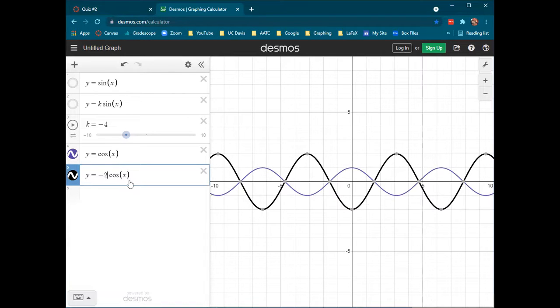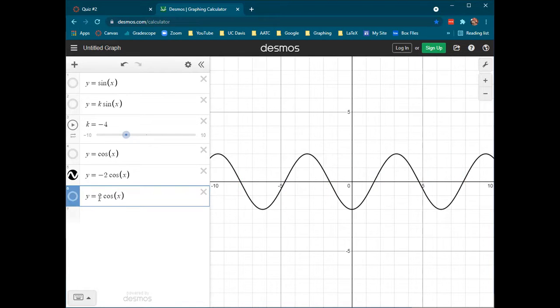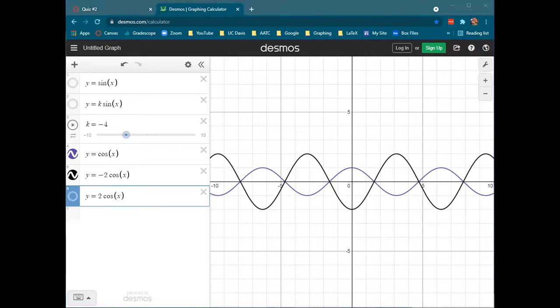Okay, so for example, if instead I had -2 cosine of x, I took my cosine graph and stretched it by a factor of 2, like this red one. You took the purple one, which is the original, stretched it by a factor of 2 to get the red one, and then flip the red one over the x-axis to get the final result, which is y equal to -2 cosine x. So there's the original, there's the stretched flipped version of it.